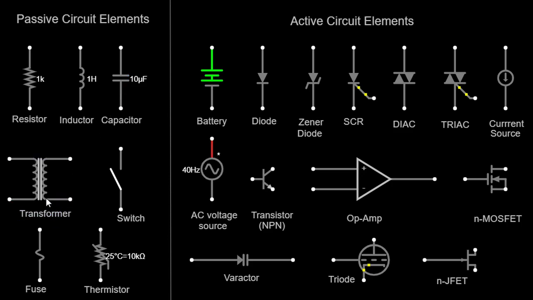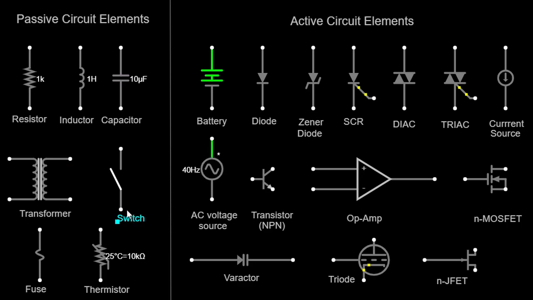Transformer. A transformer is a passive electrical device that transfers electrical energy between two or more circuits through electromagnetic induction. It consists of two or more coils of wire, windings, and is used to step up or step down voltage levels. Transformers are often represented by two coils with a shared magnetic core in circuit diagrams.